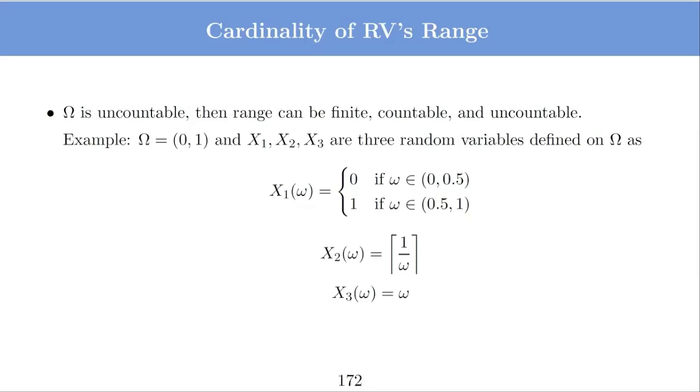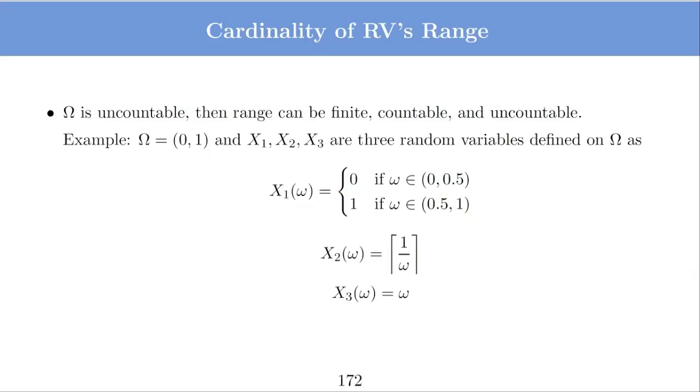So this means if you pick 0.6, X1 will become 1. If you pick 0.4, X1 will become 0. So in that case, X1 only takes two values, 0 and 1. So its range is {0, 1}, and the cardinality is 2, which is finite. If you take X2 of omega equal to the ceil of 1 upon omega. Well, ceil means if you take any number, ceil is the smallest integer bigger than or equal to this.